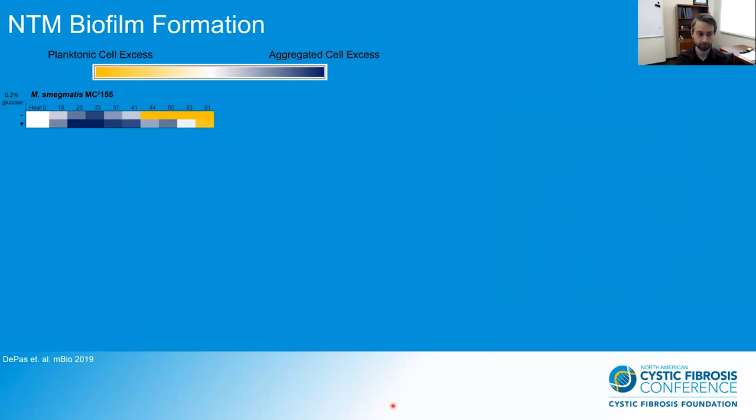And this is how we like to sort of show these. So this is a heat map. In yellow, you're going to see a planktonic cell excess in any given culture. In blue, it's an aggregate excess in any given culture. And then you just see dynamics over time and medium.